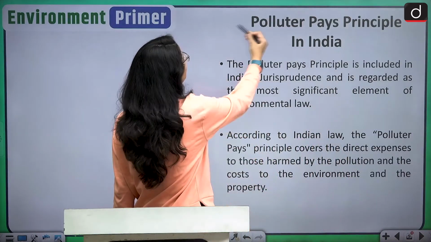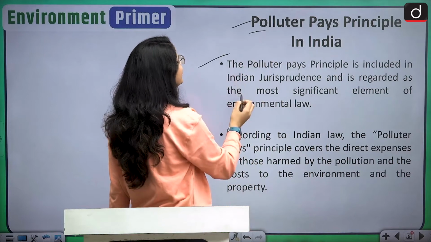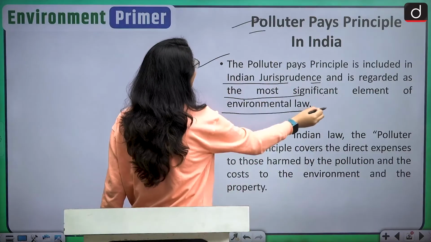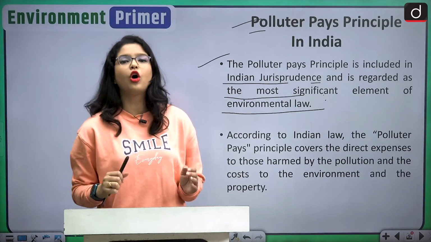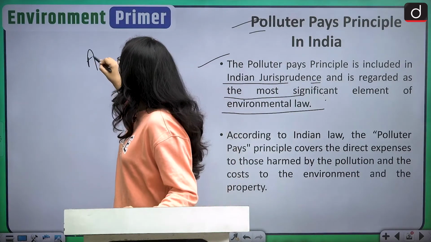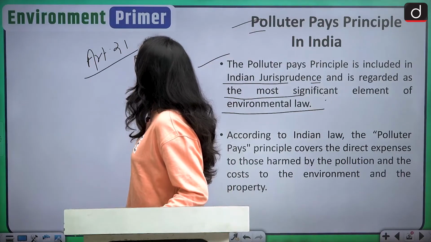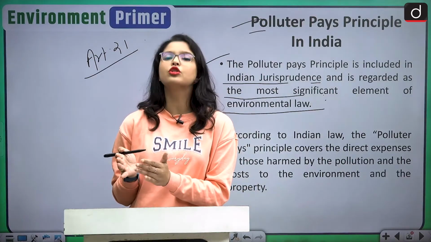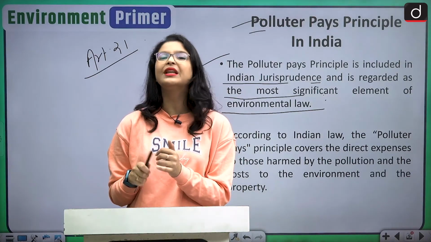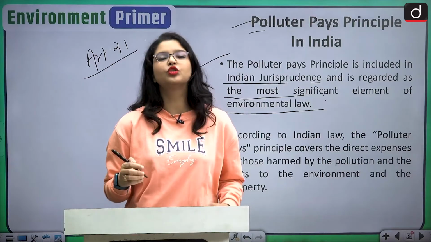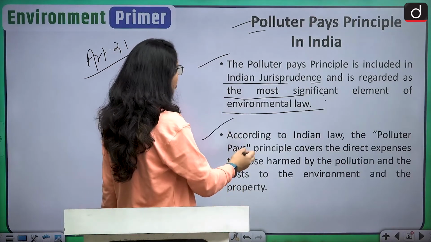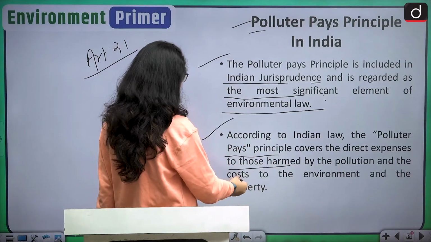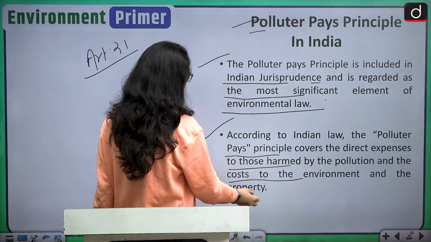So if I talk about the polluter pays principle in India, it is included in the Indian jurisprudence and is regarded as the most significant element of environmental law. Not only this, we also recognize in Article 21 the right to clean environment. So as a part of the right to clean environment also, the polluter pays principle is recognized in the Indian jurisprudence. According to Indian law, the polluter pays principle covers the direct expenses to those harmed by the pollution and cost to the environment and property.